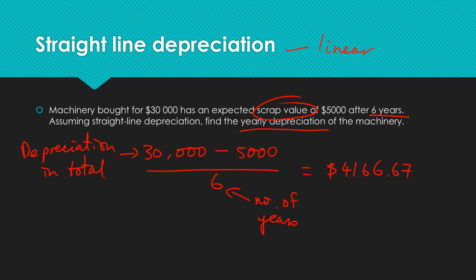Once we put this into the calculator, we should get $4,166.67. This is how much this machinery is going to lose over the course of 6 years.